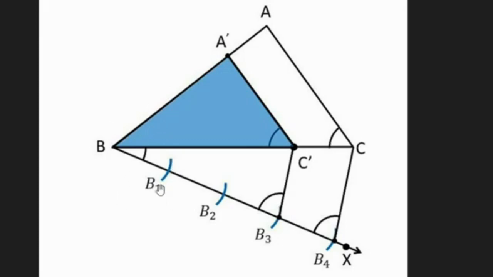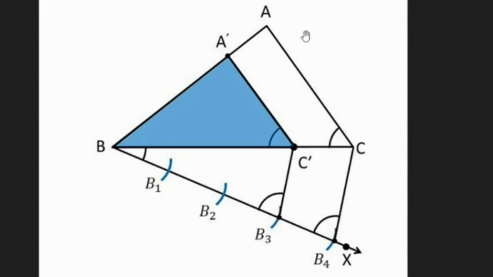First, we need to make 4 equal parts. Draw a ray BX and make it into 4 equal parts using a compass. Then join the fourth part, and we need to draw a line parallel to B4C from B3, C dash. We have to draw from only B3 because in the question it is asked 3 by 4. So at the third part we have to draw a parallel line to B4C.